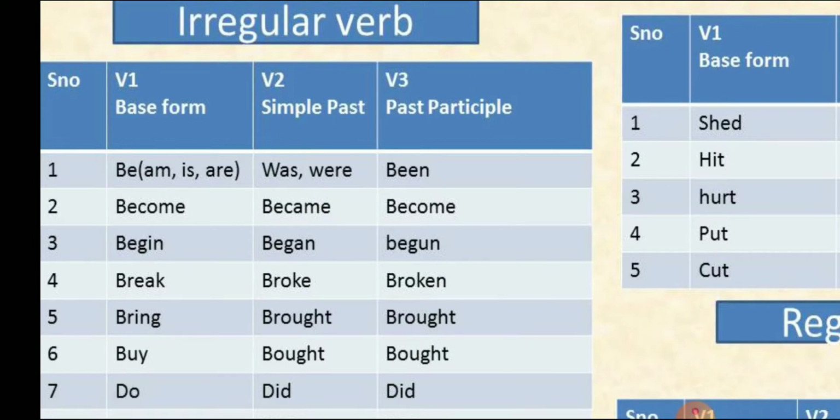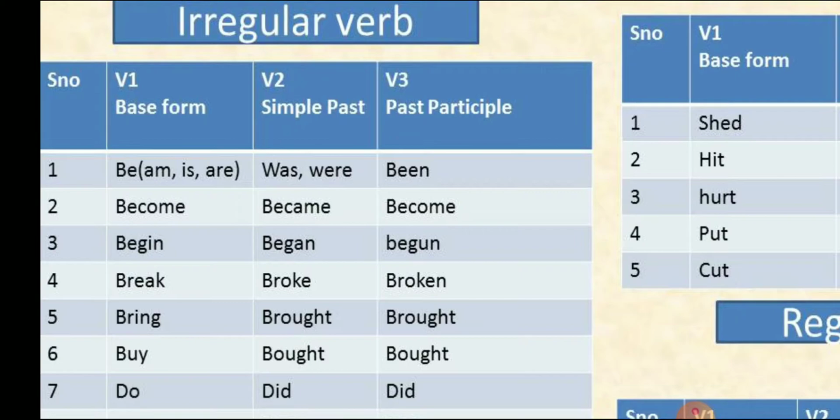Irregular verbs. Here, V1 the base form, be verb, so am, is, or are. In simple past, we can give was or were, and past participle it is been. Here, V1 become, V2 became, and V3 become. Here the V2 form is different. Begin, began, begun. So all the three forms are different. Begin is the base form, began is the simple past form, and begun is the past participle form.